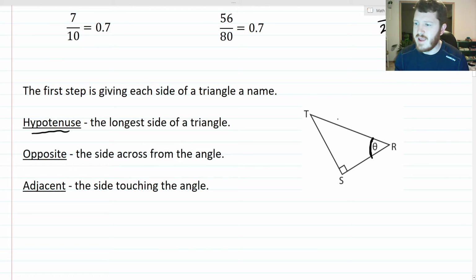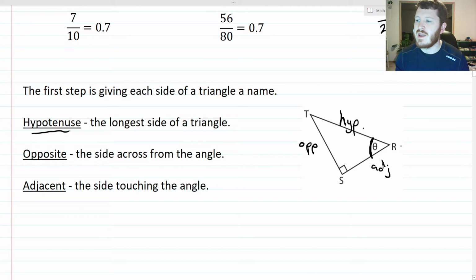If we wanted to name the three sides, this one is the hypotenuse. The same as before. The hypotenuse is the longest side, sometimes it's called the hype. The hypotenuse is always the longest side. That doesn't change. But if this is our angle, that means that the side across from the angle is our opposite, and the side touching our angle is our adjacent. Adjacent is a word that means beside or touching, and opposite is the opposite.